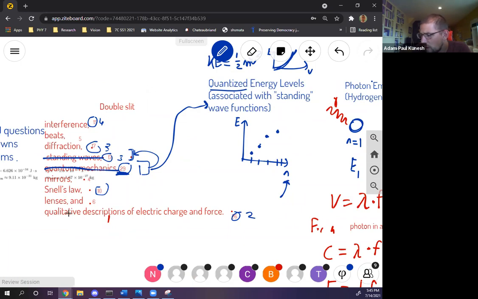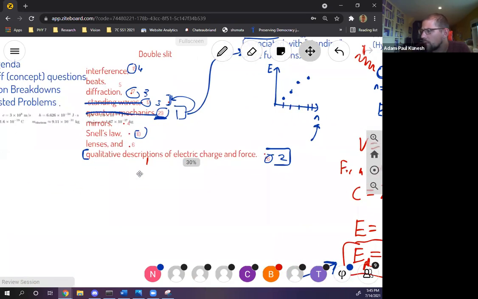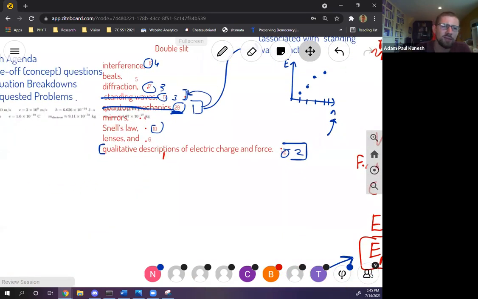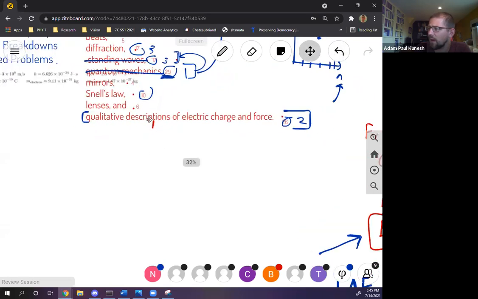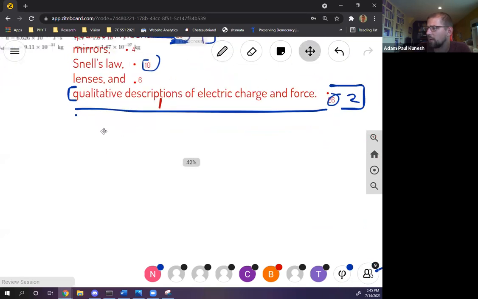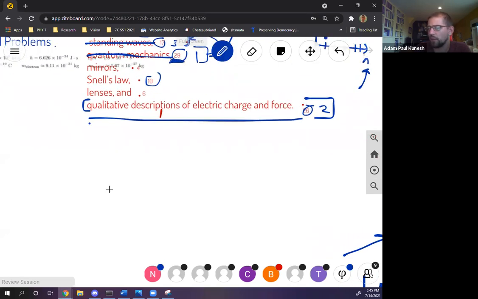Qualitative descriptions of electric charge and force. So we just learned this today, right? I think it was the subject of yesterday's morning session, maybe. So as far as the qualitative descriptions of electric charge and force go, we'd be looking for almost entirely your qualitative ideas. So here are some qualitative ideas, and I'll just throw them out there. See what you think. Okay, so the first thing is charge is quantized too.